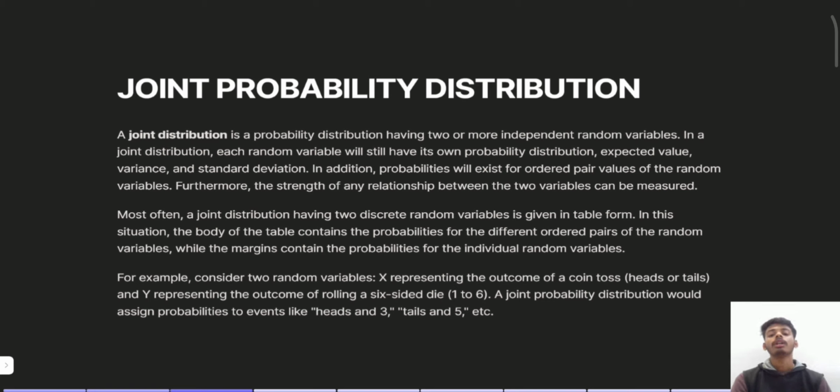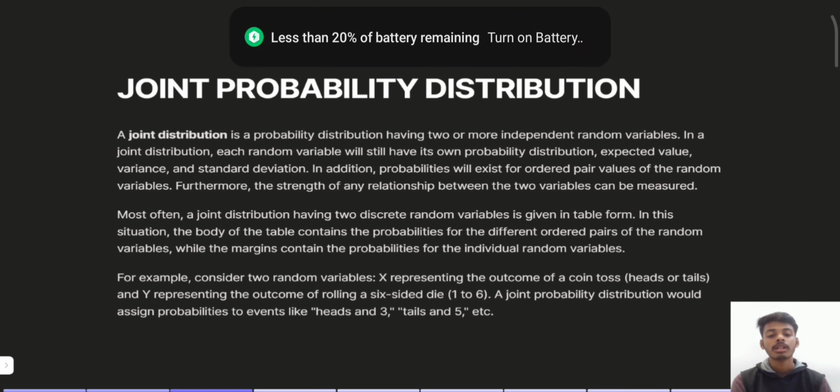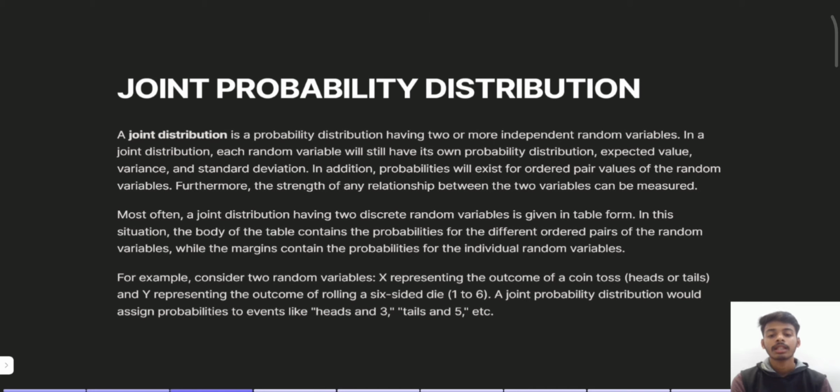Most often, a joint distribution having two discrete random variables is given in table form. In this situation, the body of the table contains the probabilities for the different ordered pairs of random variables, while the margin contains the probability for individual random variables. For example, consider two random variables X and Y, where X represents the outcome of a coin toss, which is heads or tails, and Y represents the outcome of rolling a six-sided die, that is 1 to 6. A joint probability distribution would assign probabilities to events like heads and 3, tails and 5, etc.